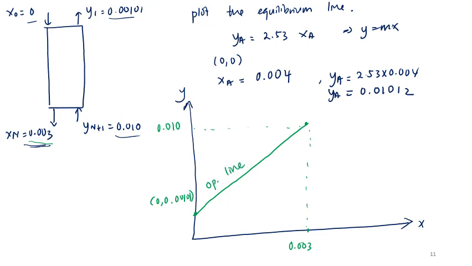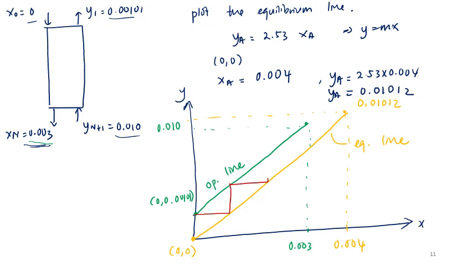The next is the equilibrium line. One point is 0, 0, and another is 0.004 and 0.01012, a bit higher. Just connect these two dots to get the equilibrium line. Next, to calculate the number of stages, you do stepping of the stages just like what you did in the distillation column, but in this case it's just two straight lines. So 1, 2, 3. This is only approximate. I will show you the real graph in the next slide.